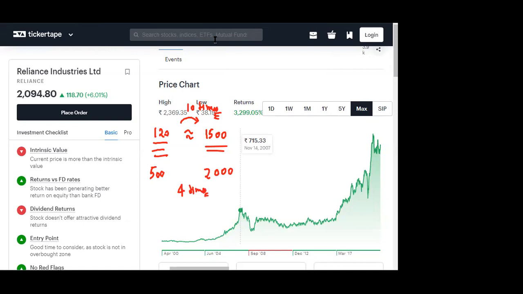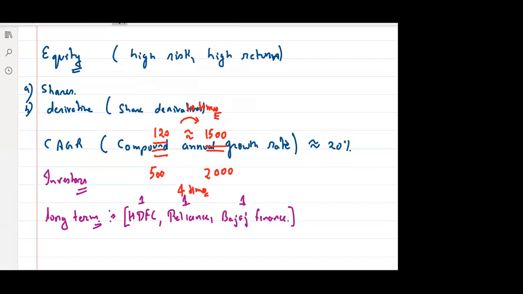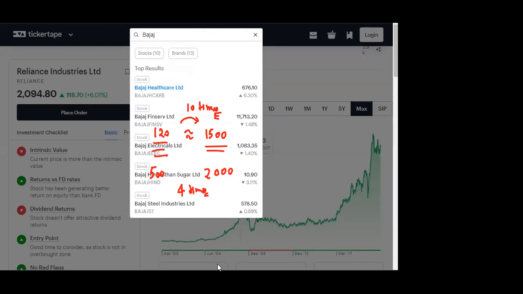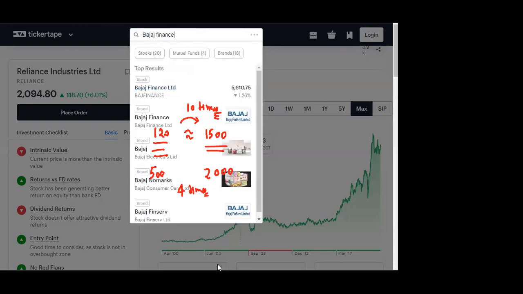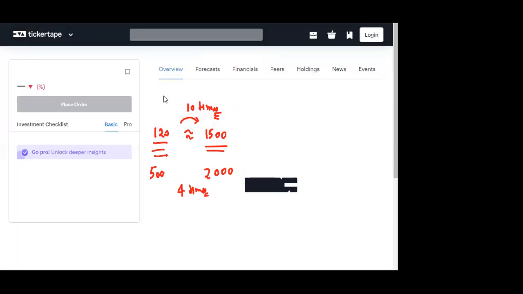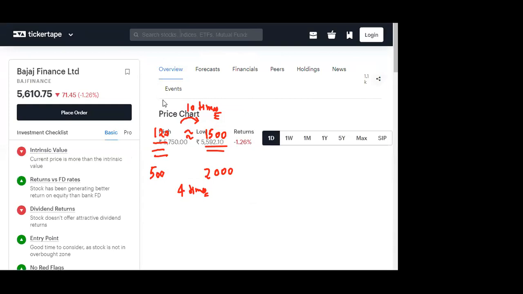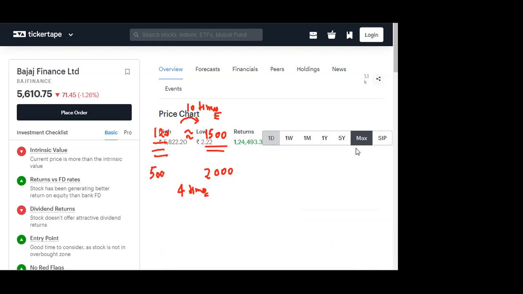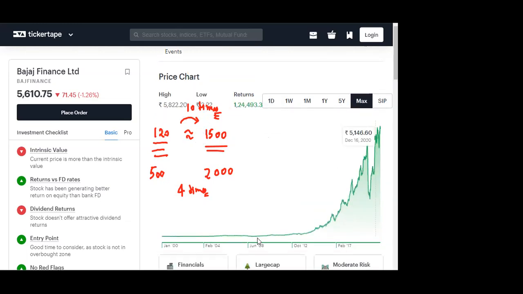And then one is Bajaj Finance. I'm just picking 3 companies which I like, and 3 companies in which I have invested a lot. You know in which 3 companies I have invested most of my money: Bajaj, HDFC, and Reliance. I guess you will be surprised to know, you will be amazed by this price.